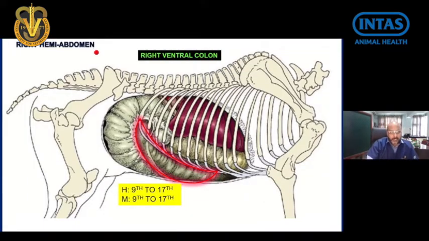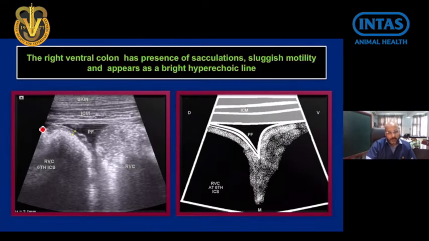Then within the right hemiabdomen, this is the right ventral colon here. You scan in this region, and this is how the right ventral colon will look. You can see the movement here. This is a normal peritoneal fluid, because you are going slightly towards the ventral side here.